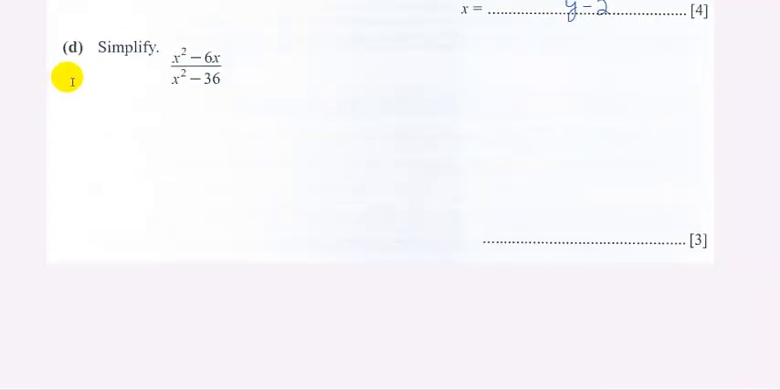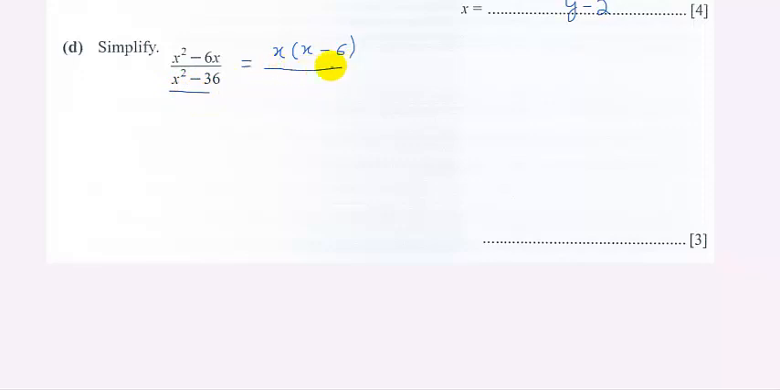In the next part, we have to simplify. Here we have an algebraic fraction. To simplify a single algebraic fraction, we have to factorize the numerator as well as the denominator. In the numerator, whenever you have to do factorization, the first step is to check whether there is a common factor or not. So x is common here. Let me take x common. It is x minus 6. And in the denominator, there is nothing common.